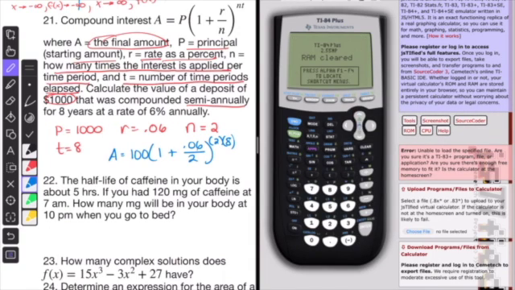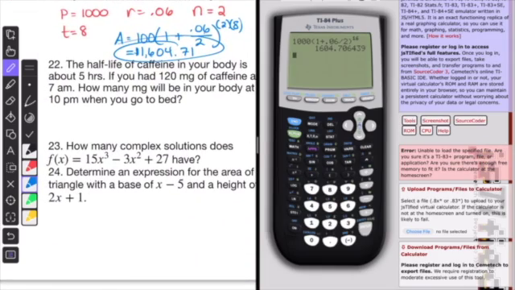There we go. So here I go, entering that into my calculator. 1,000 parentheses 1 plus 0.06 divided by 2 in parentheses, all raised to the, and I would just put 16 in here, or in parentheses 2 times 8. And there we go. Okay, so we'll end up with $1,604, and let's call it 71 cents. There we go. Just substitute into the formula.